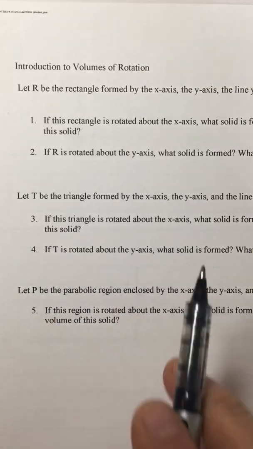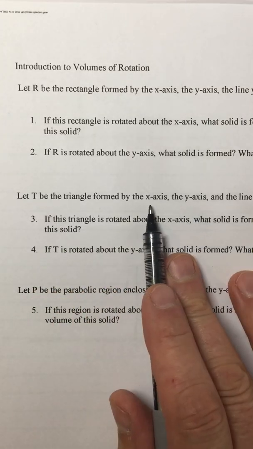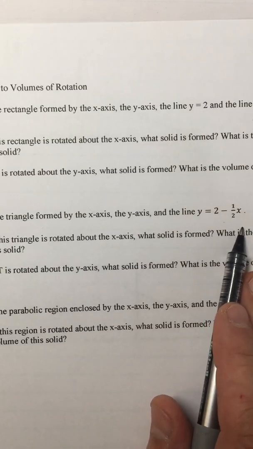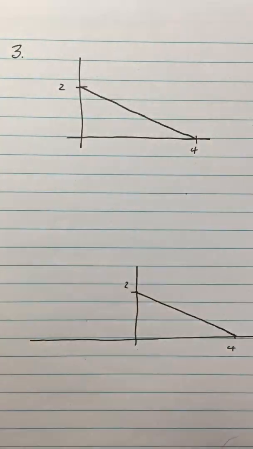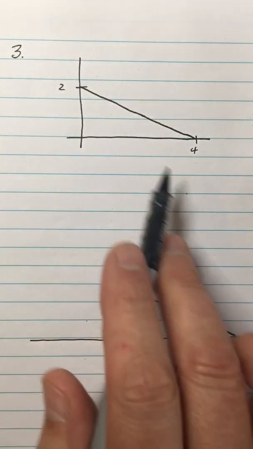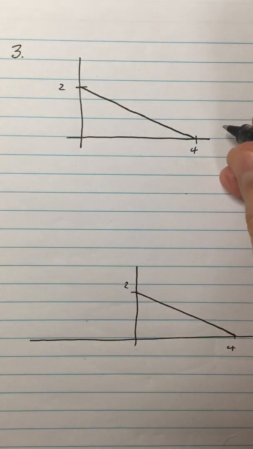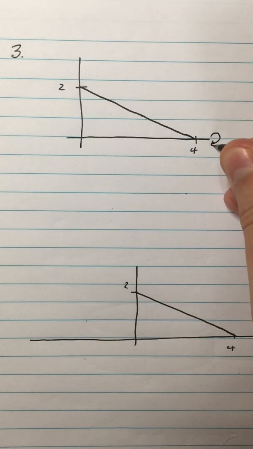So here we go with number 3 and 4. The triangle is formed by the x-axis, the y-axis, and the line y equals 2 minus 1/2 x. So hopefully you saw that that's this shape right here, same as number 2 and 4, but this time it's forming a triangle. All right, and we're going to rotate that about the x-axis. So that's what we're looking at first.